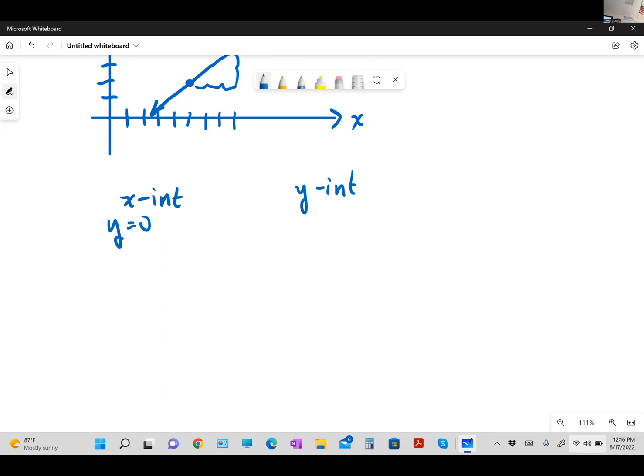Yes, y equals 0. And in the case of a y-intercept, what's the value of x? 0. And this is true. This is true. So if that's true, then let's go ahead and talk about it, right?